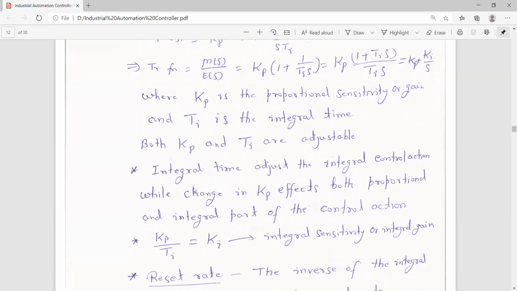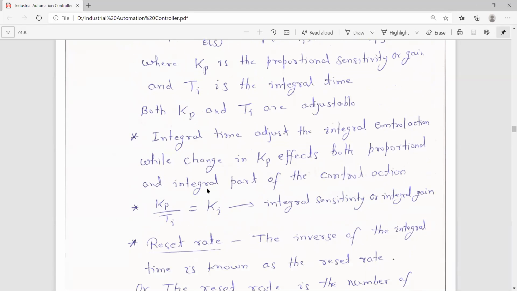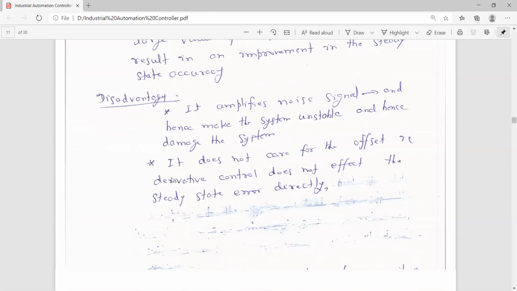Now, what does the integral time adjust? Here, two parameters are there. One is the integral time, the other is the proportional gain Kp. Integral time adjusts the integral control action, while a change in Kp affects both the proportional and integral parts of the control action. And here, Kp by Ti, that is known as Ki, the integral sensitivity or integral gain.